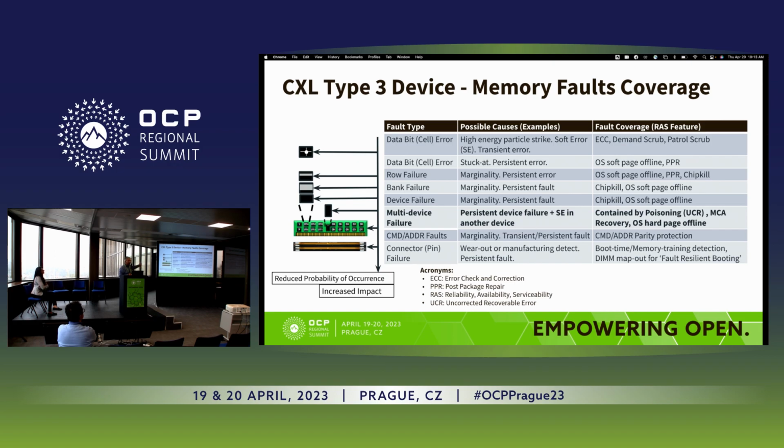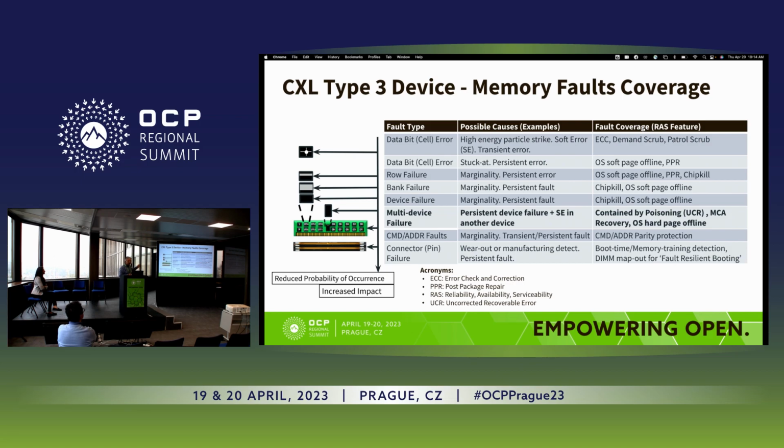Now, what happens when that bit is actually a stuck bit? ECC is still good, but we need to do something more than that, because now the bit is stuck and keeps giving us an error. Error correction is happening, but there will be errors reported and overhead associated with error reporting. So we want to mitigate that by using OS soft page offline, or even PPR, which is post-package repair. We just map out the whole row, even though it's a single stuck bit, but that's probably another option there.